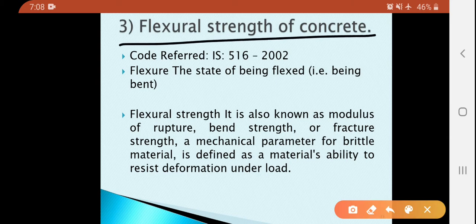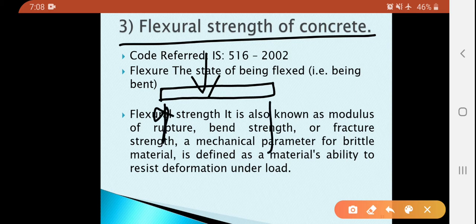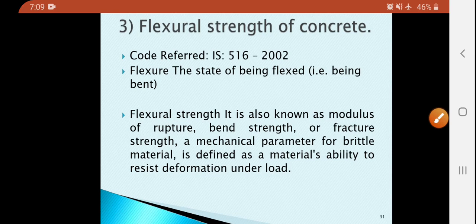Or consider a wood block on which we apply a load; this is called 3-point loading. While applying this load, the wood can fail in such a way that the wood is divided into two pieces.